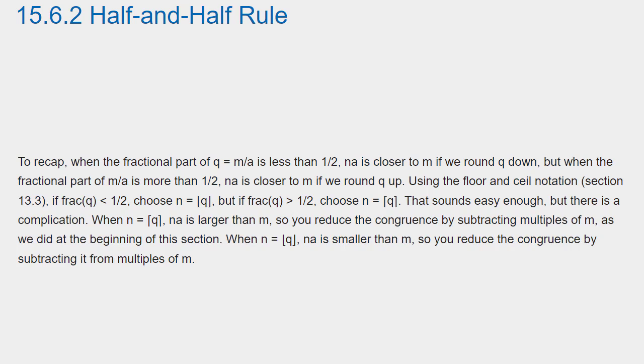Using the floor and ceiling notation, section 13.3, if frac(q) is less than 1/2, choose n equals floor of q, but if frac(q) is greater than 1/2, choose n equals ceiling of q. That sounds easy enough, but there is a complication. When n equals ceiling of q, na is larger than m, so you reduce the congruence by subtracting multiples of m, as we did at the beginning of this section. When n equals floor of q, na is smaller than m, so you reduce the congruence by subtracting it from multiples of m.